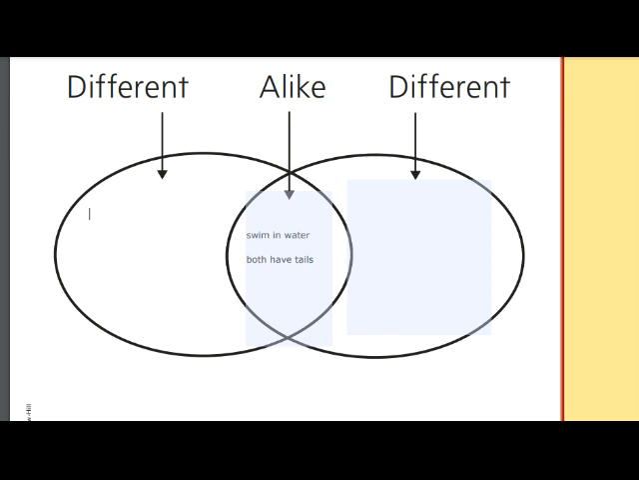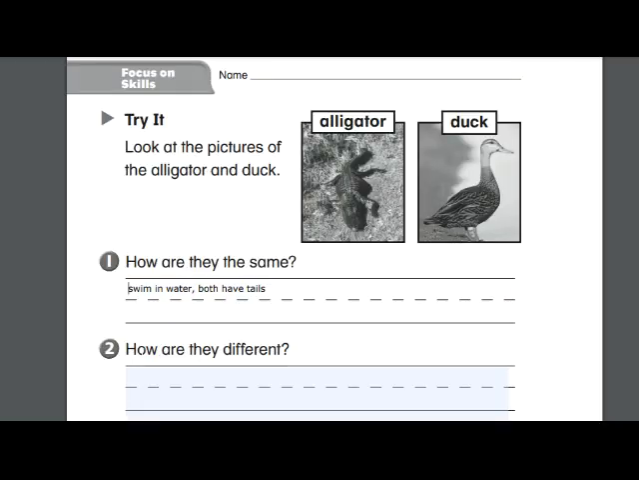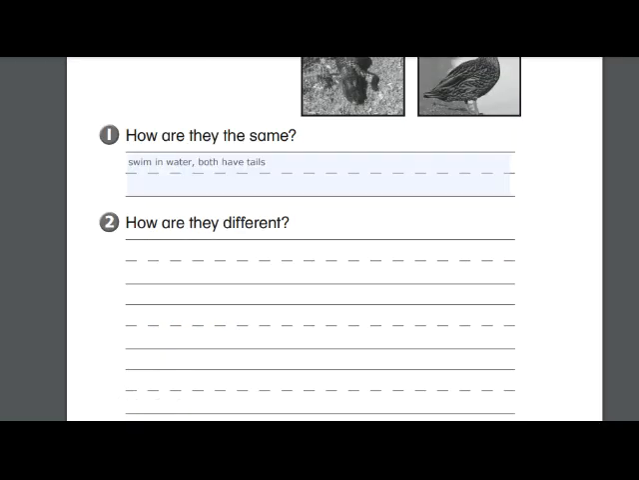Now let's think about ways they're different. We just talked about how their tails are different, right? I'm going to say long, scaly tail. That's for the alligator, right? And for my duck, I'm going to say short, feathered tail, right? It has a short feathered tail. It doesn't have scales. Down here, this is where I'm going to list differences as well.